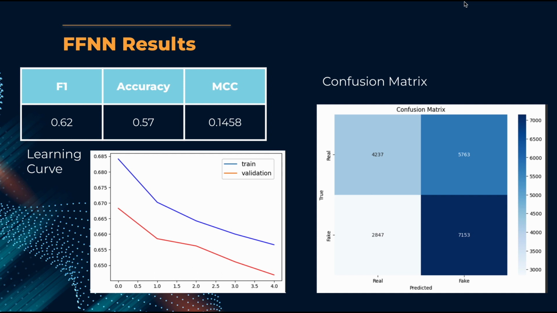We got an accuracy of 0.57 and an F1 score of 0.62. And as you can see from the learning curve, our training loss is higher than our validation loss. And Elizabeth will discuss the results on the next slide.